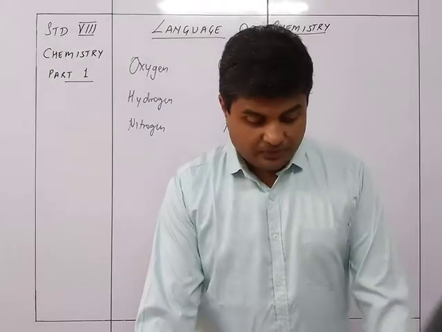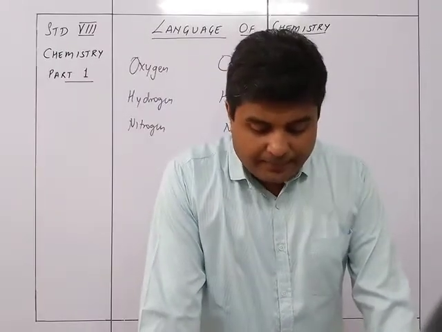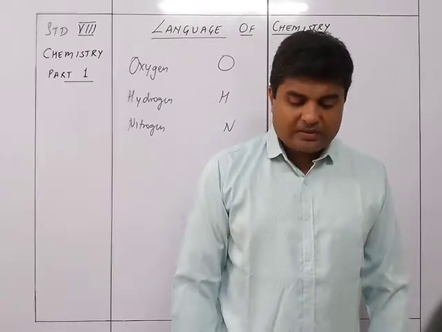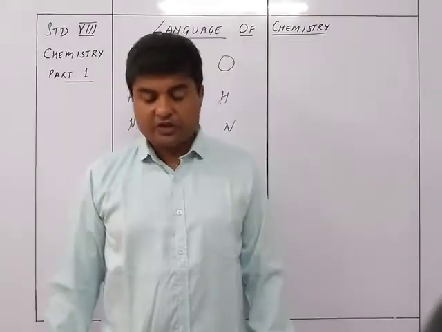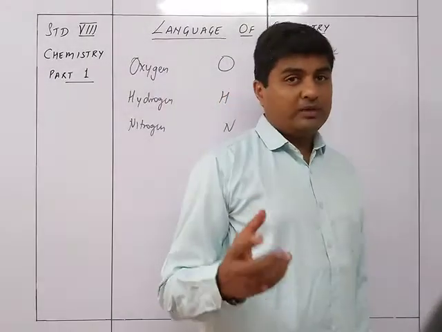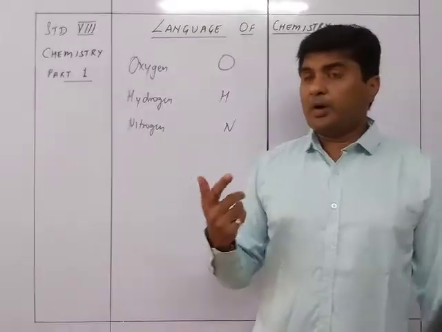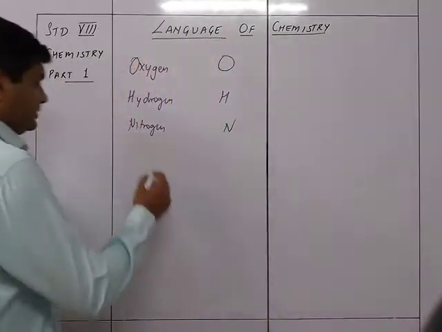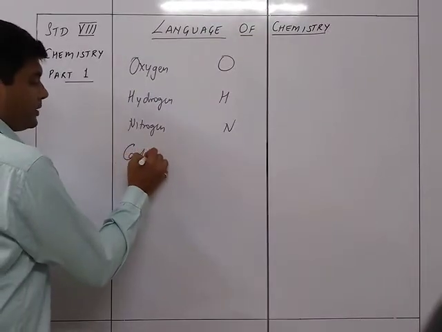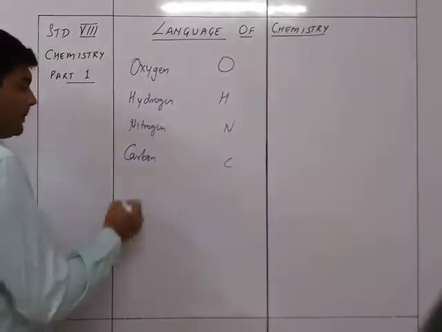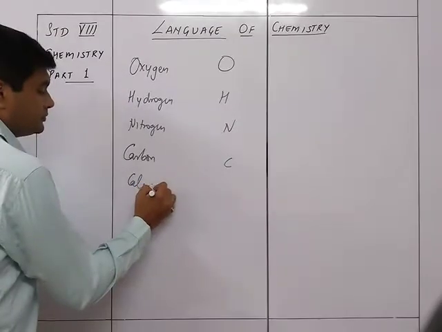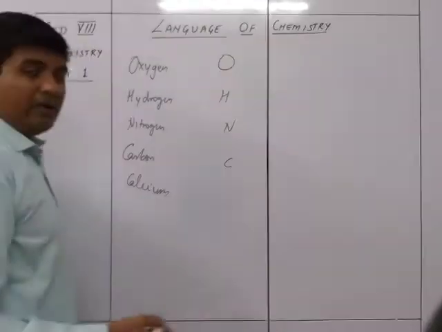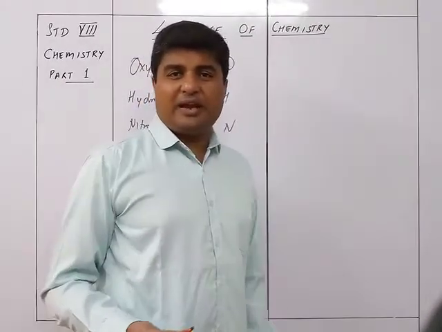So carbon is C, but this method was not approved since two elements can have the same first letter. So now the problem was, okay, this is fine, but what will happen? Suppose I say till now that carbon is C, but what about calcium? What will I do about calcium? Calcium also cannot be taken as C.